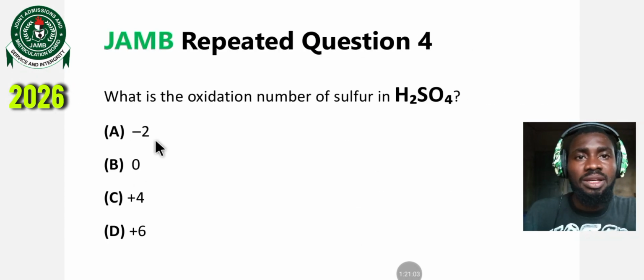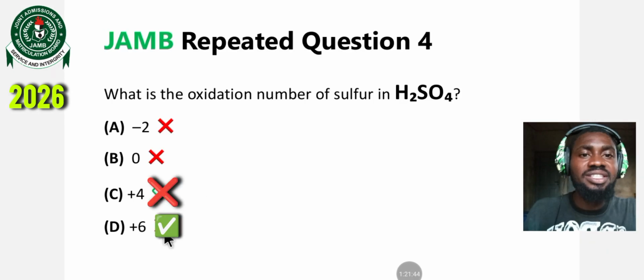So let's head back to the Jamb repeated question. The option we have here, option A is minus 2, option B is 0, option C is plus 4, option D is plus 6. A is not the correct option. B, which is 0, is not the correct option. C, which is plus 4, is not the correct option. All for your correct option, which is D, plus 6.